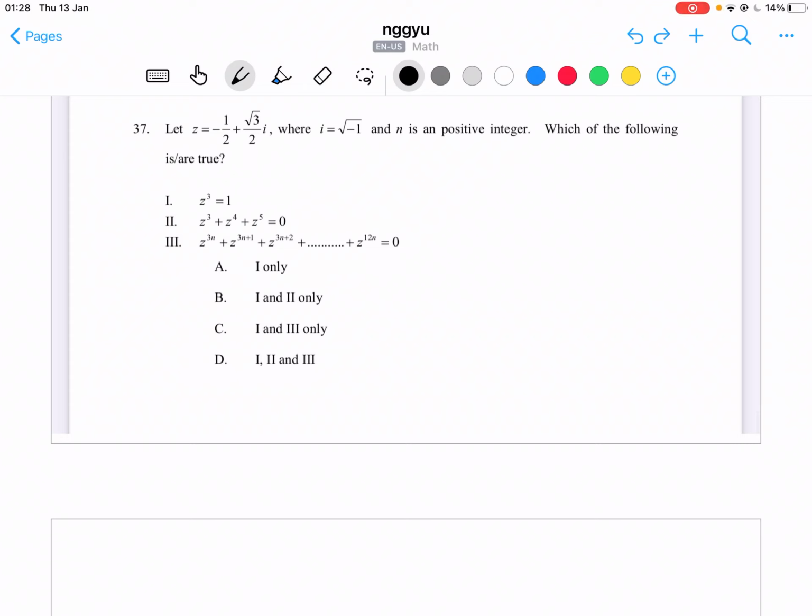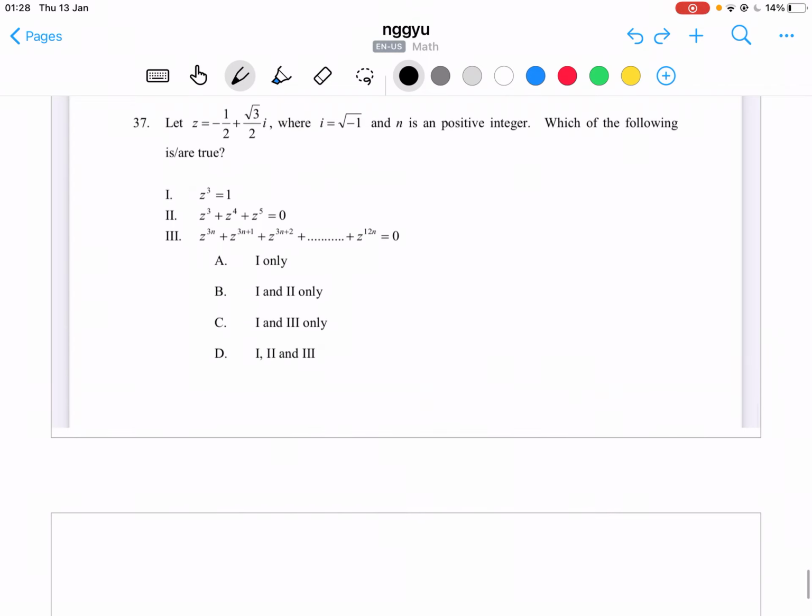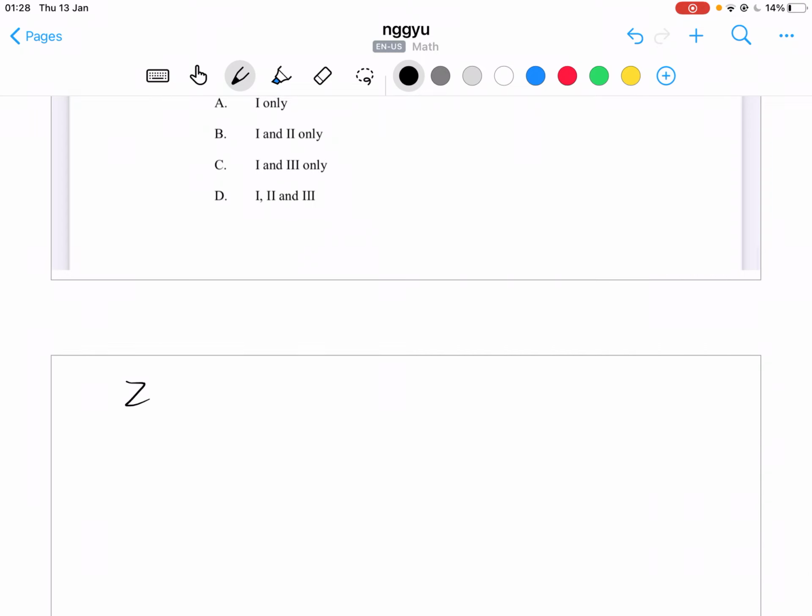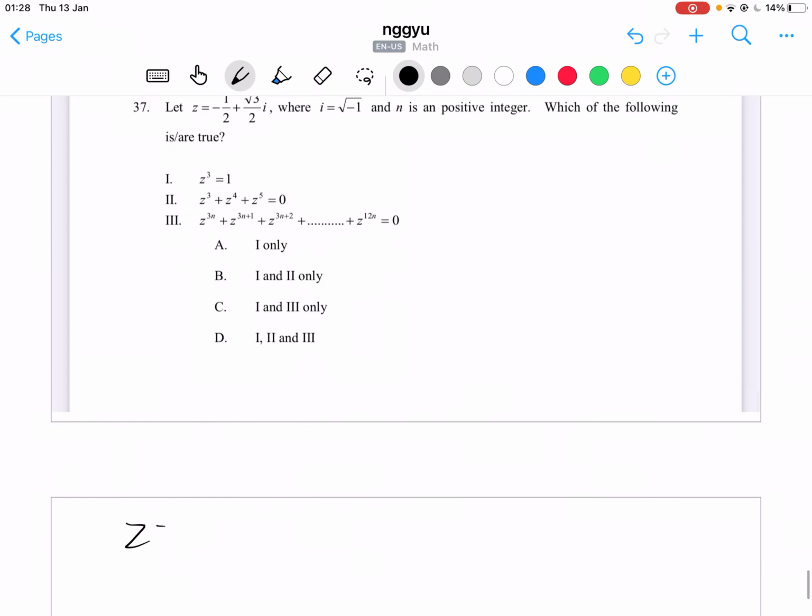Question 37. Let z equals -1/2 plus √3/2 times i, where i is the square root of -1 and n is a positive integer. Which of the following are true? Number 1, z cubed is 1, so we find z cubed step by step.